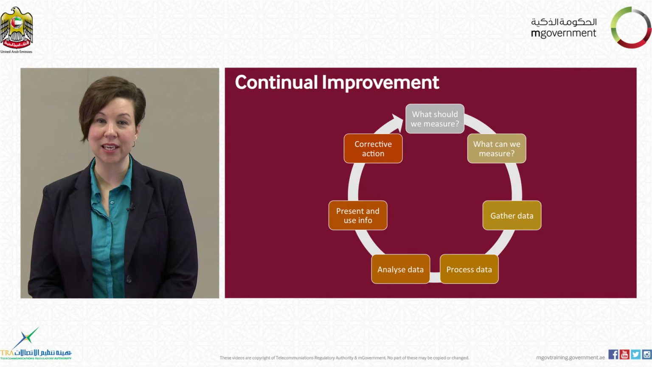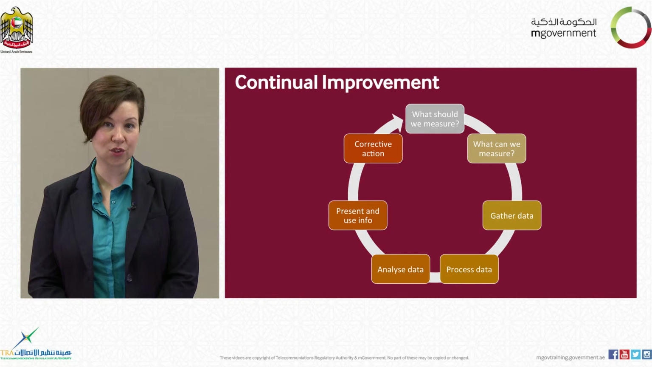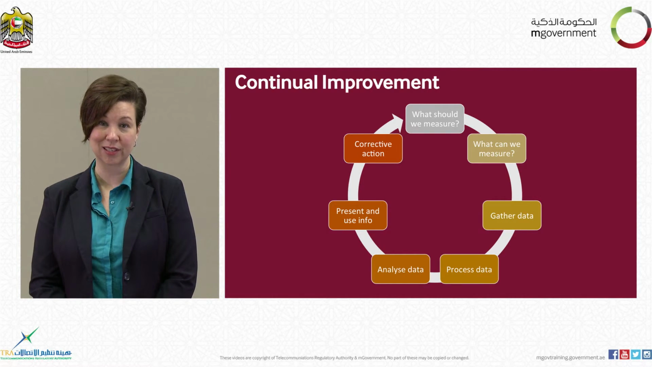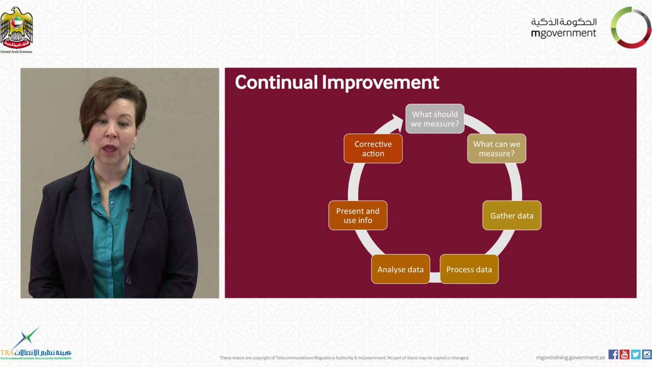On this slide, you'll see the 7 steps of the continual improvement process, beginning with what should we measure and what can we measure, noting that these two are not necessarily the same thing. We should measure the things that tell us the most about our business services and if we're providing good, reasonable, effective services to our customers. Beyond what we should measure and what we can measure, we move to data gathering. This pulls all of our raw data from multiple sources.